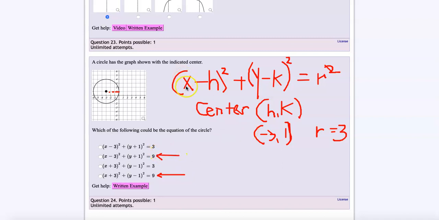Now, when you do x minus h, x minus -3 is actually a positive 3. And that's what you see down here in this bottom one. x minus -3 is a positive 3. And then y minus 1 is what we would expect here. So these ones are backwards. They forgot to subtract. So the answer choice is this last one.